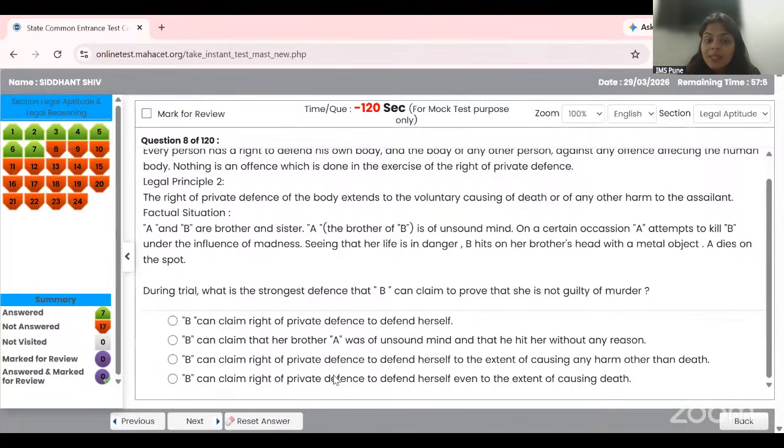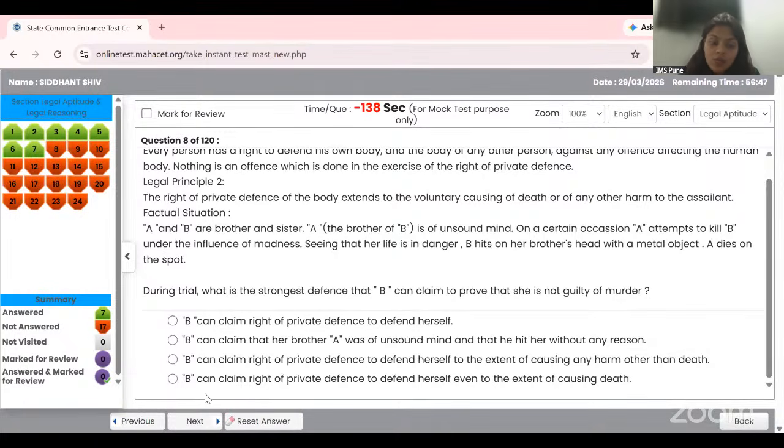C is saying that B can claim right to private defense to defend herself to the extent of causing any harm other than death. But any harm other than death will not follow. Why? Because in this case, the person was killed. The person died in this case, right? Brother died. So death is caused in this case.